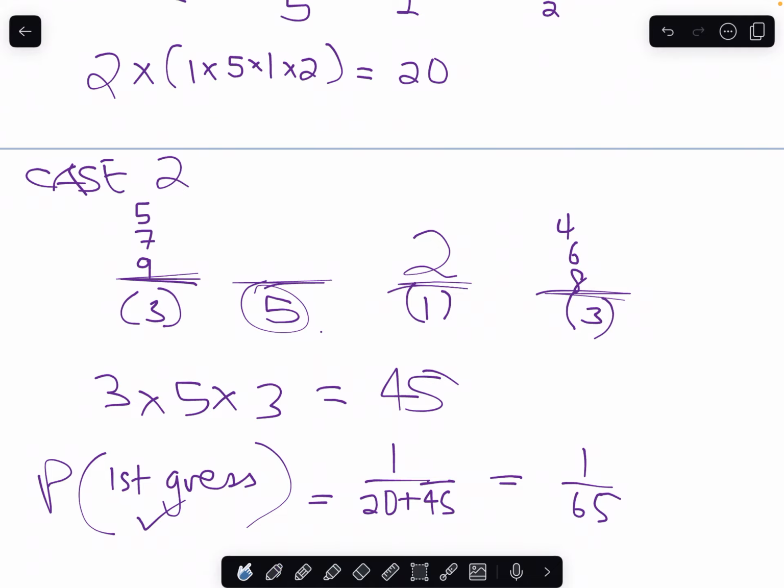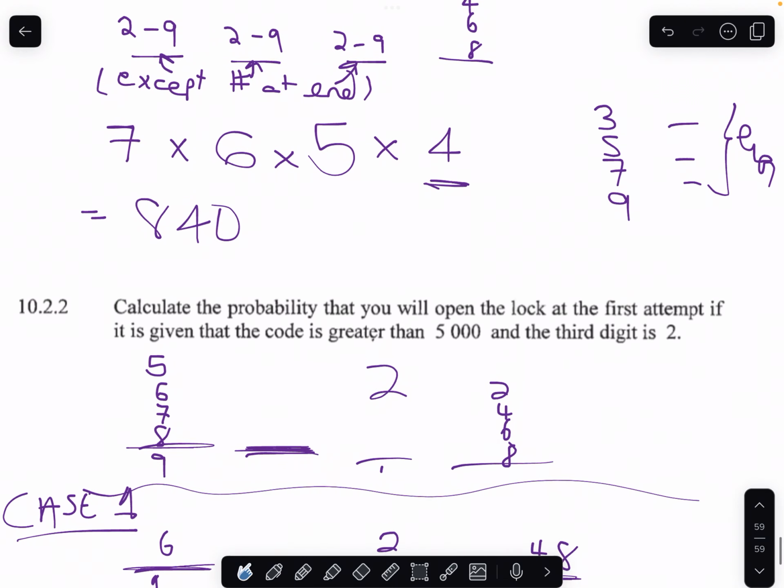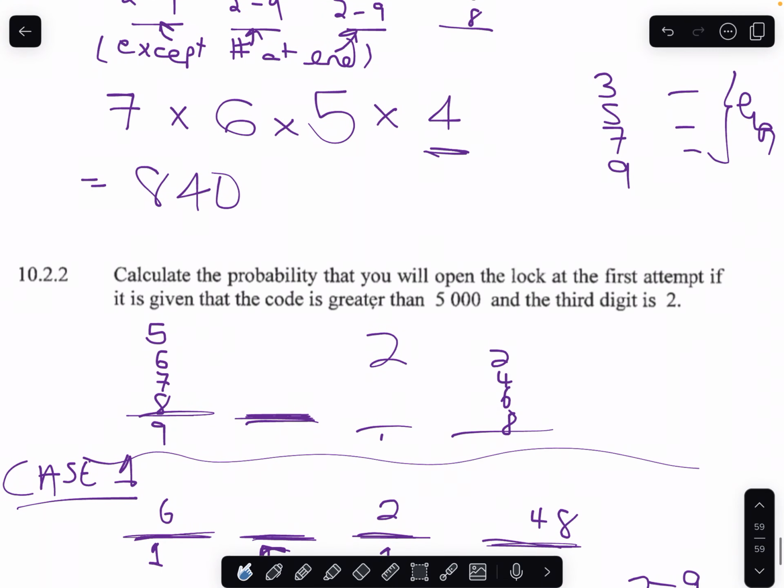Wait, let me just see if I read this question correctly. Calculate the probability. Okay, so let's wrap this up.